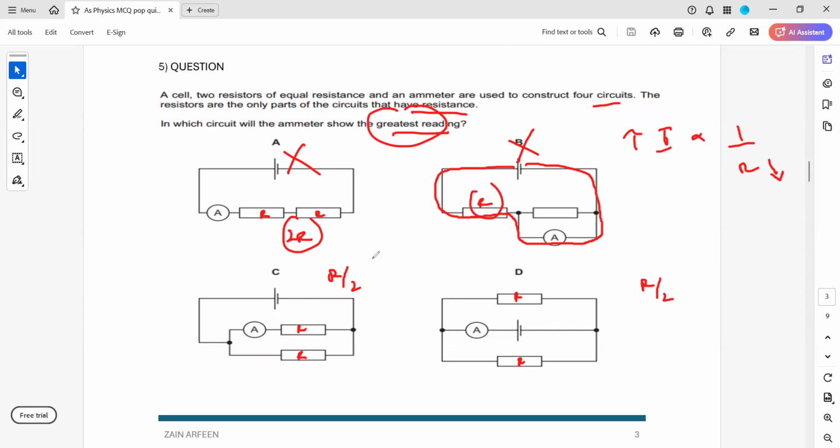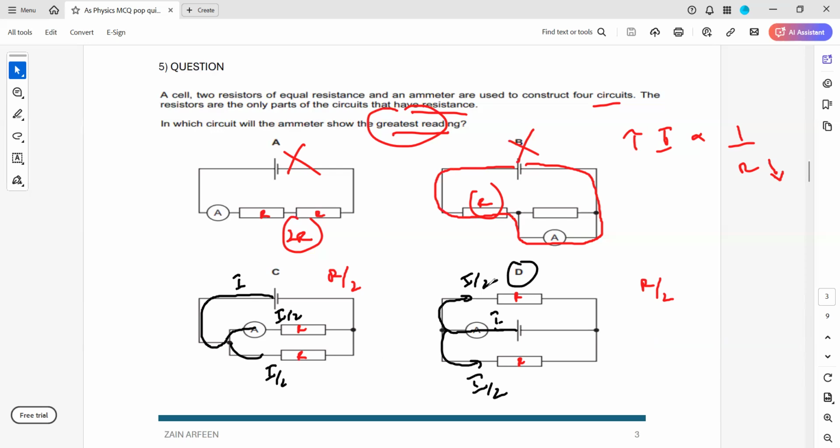What will happen if the current here is I? Because they are branches, the current will divide equally. So the current here will be I by 2 and the current here will be I by 2. But if the current here is I, this will divide into I by 2 and this will also divide into I by 2. The question is, which ammeter shows the greatest reading? So the answer is D.